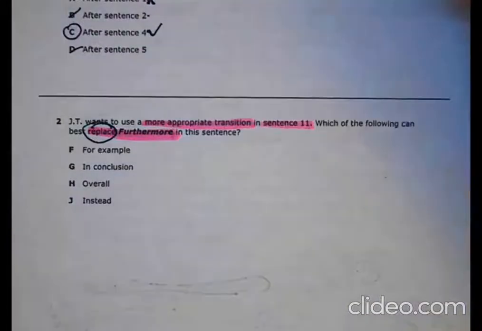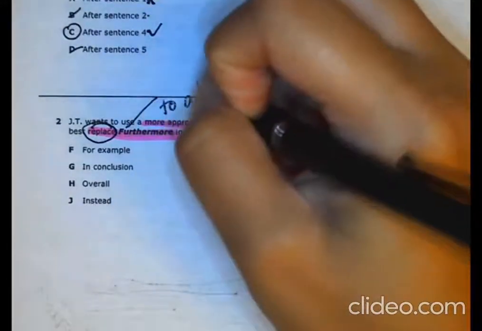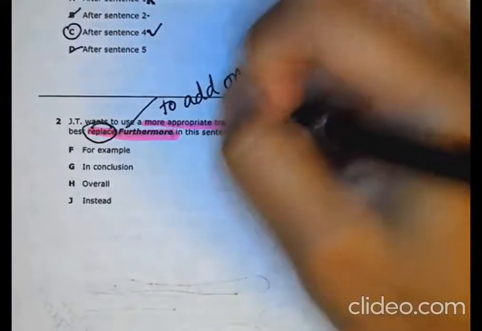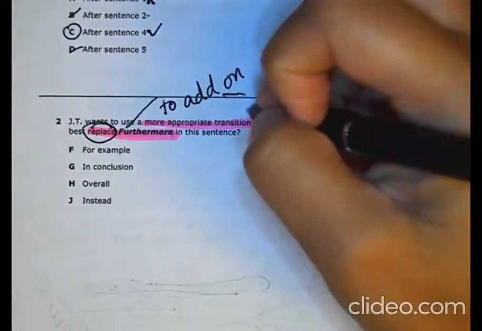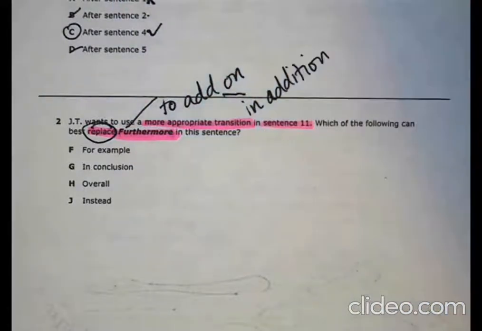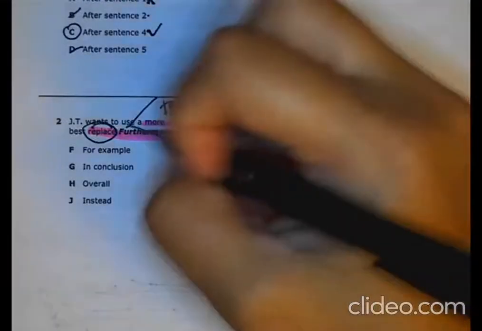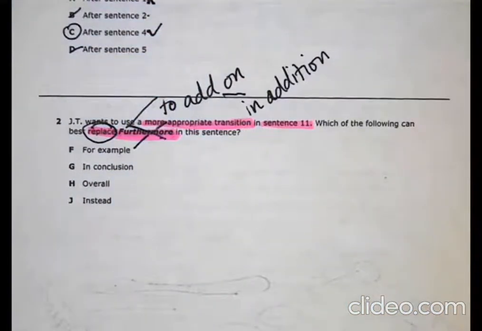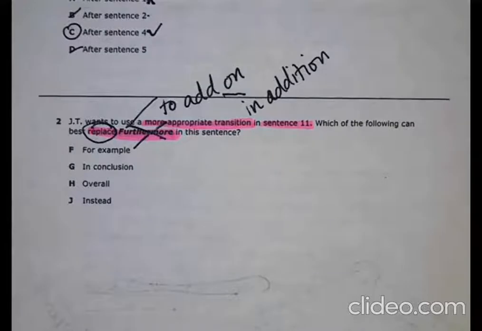Now, let's think about furthermore and what it means. I had students tell me furthermore means to add on. They also gave me a synonym, like in addition. Right, so we know that when we use furthermore, we're adding on, right? And we know furthermore doesn't work, right? So this leads us to our next tip, our next little trick.